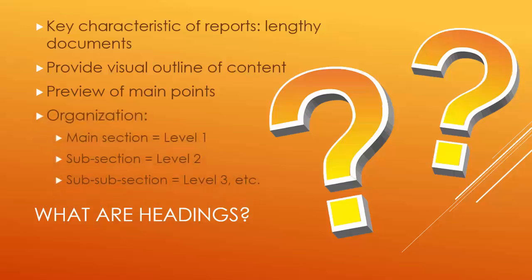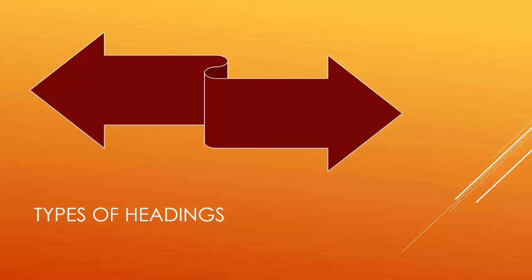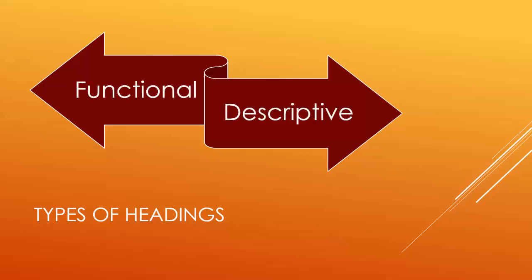These headings are organized by levels. Main sections of the report use Level 1 headings, subsections within those main sections would use Level 2 subheadings, and those sections could be broken down further with Level 3 subheadings, etc. In order to effectively preview the organization of a report, we use two types of headings: functional and descriptive.